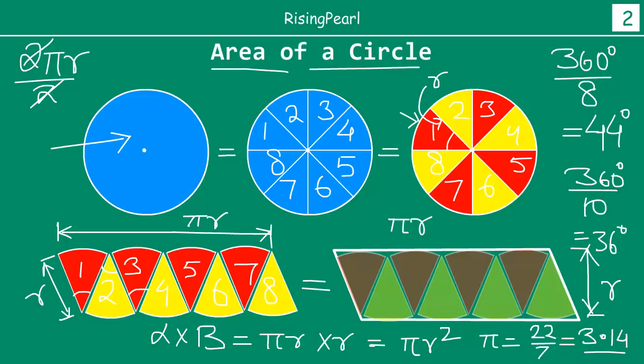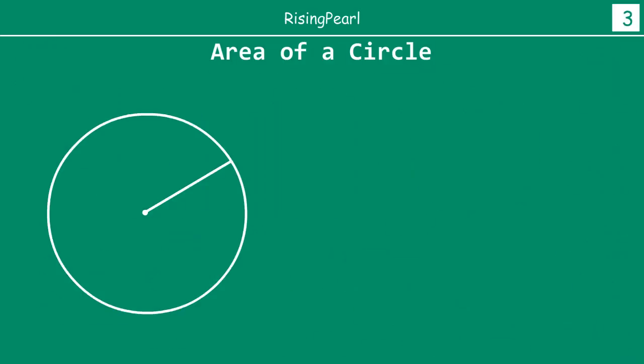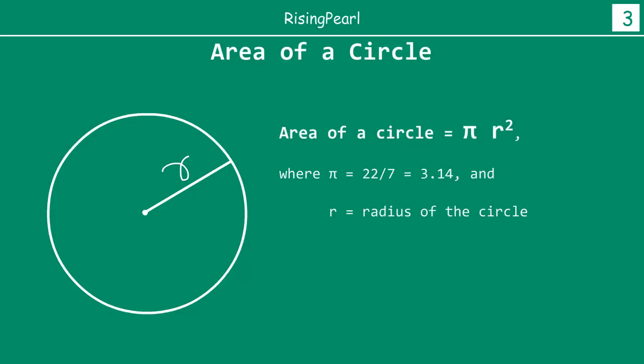So friends, in order for us to sum up, if we have a circle with a given radius, then the area of the circle will be pi times r square, where pi is 22 by 7 or equal to 3.14, and r is the radius of the circle. So if we have to calculate the area, simply because pi's value is fixed, it is known, times r square. So if we know the radius, we can find out the area, and similarly if the area is given, we can find out the radius.